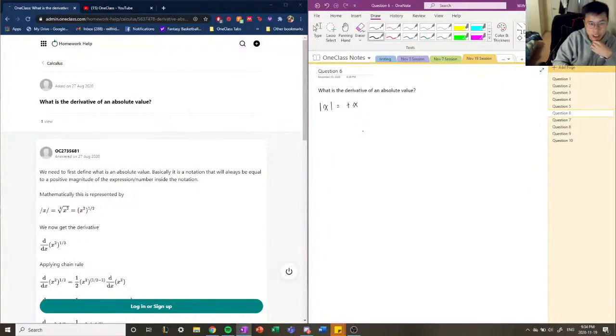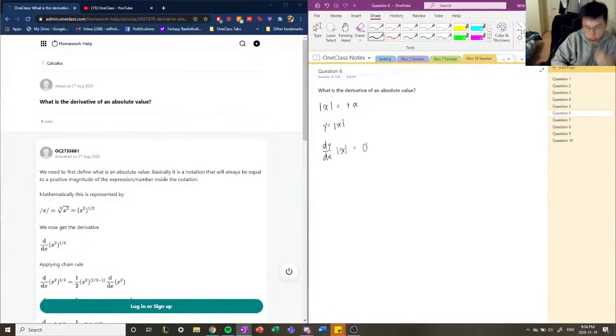And the question is asking us to derive an absolute value, in terms of x. So let's say that y equals this. They want us to find dy over dx of this. What does that equal to?